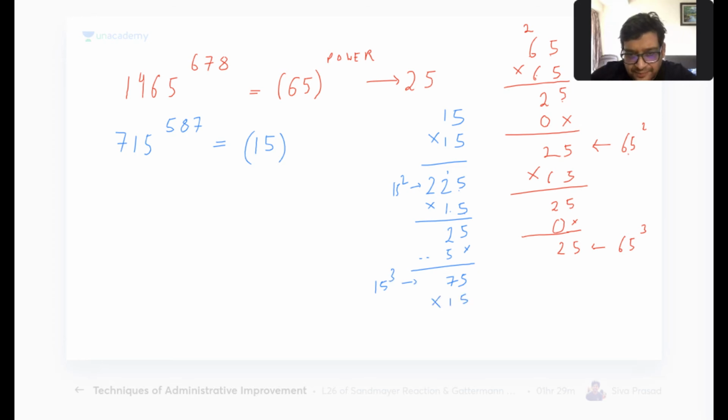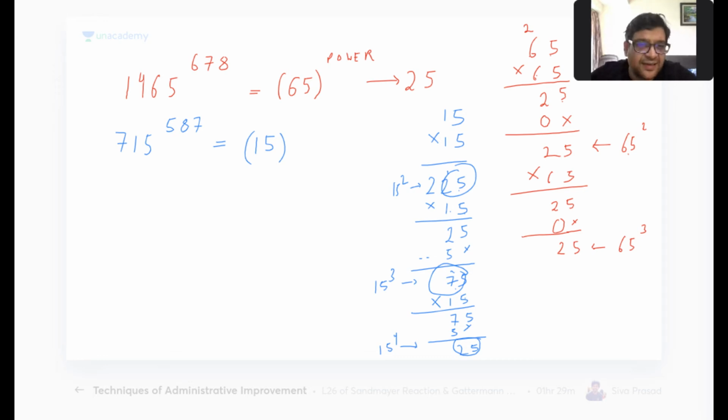Then I multiply it with 15 again. So 5 into 5 is 5. 5 into 7 is 35, with a carryover of 2. So 75 cross 5. So this ends in 25. So 15 to the power 4 ends in 25. So now the point that I have been trying to make. So square ends in 25, cube ends in 75, power 4 ends in 25. So this is alternating.